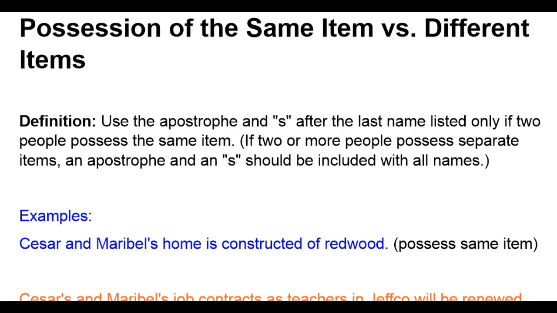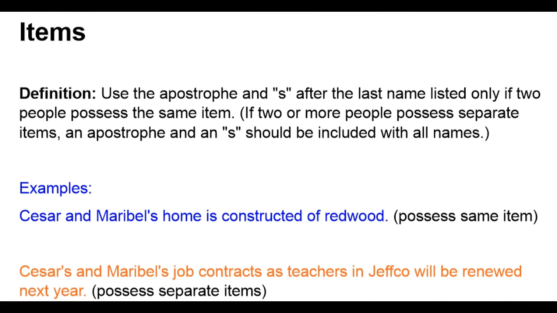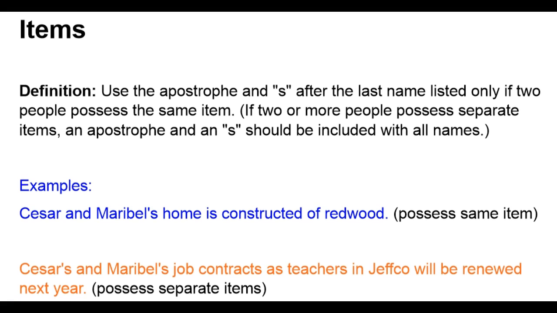Okay, so these ones are for the possession of the same item versus different items. For these, you just have to remember that where there's an S is where you're going to put an apostrophe. That's the easiest way I can say it. So when one person owns one item, you know you have to have the apostrophe. When two or more people own an item, you know you have to have an apostrophe.